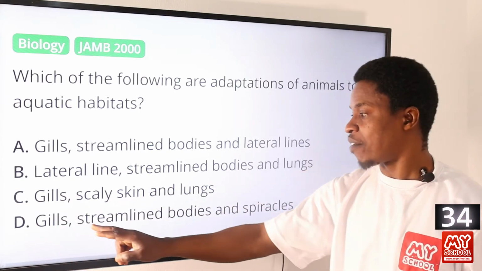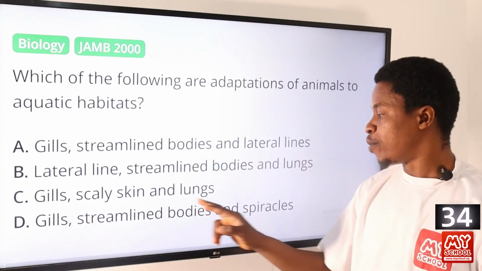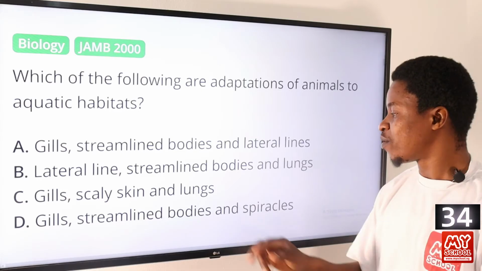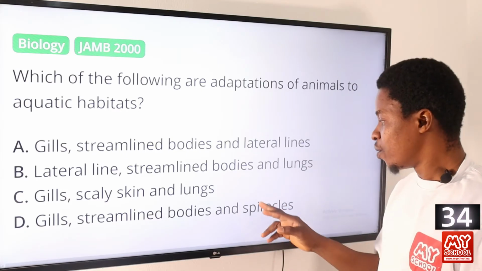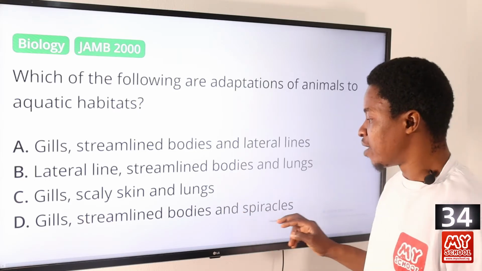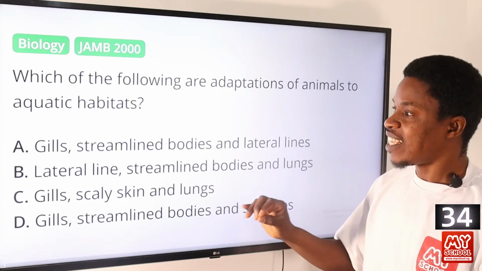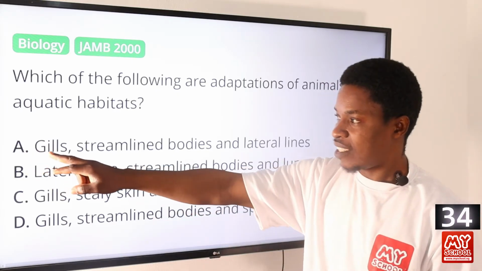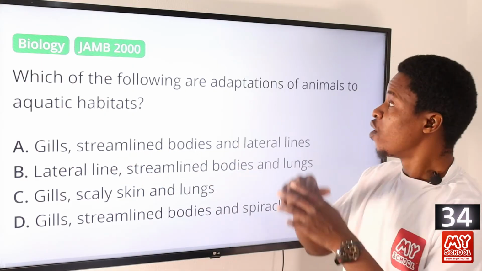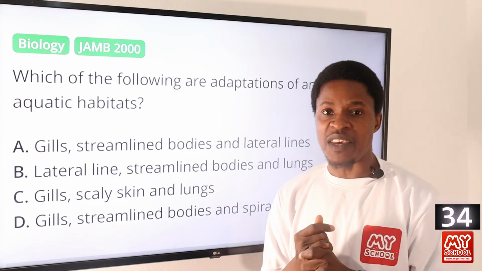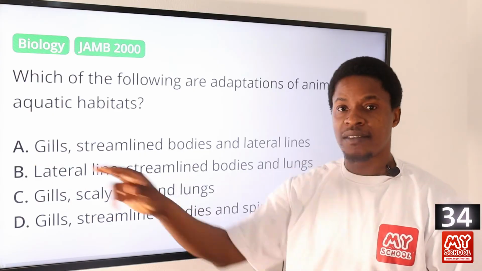Option D, we have gills, we have streamlined bodies, and then we have spiracles. But these spiracles are actually common in insects, insects that live on land. So this is also not adaptive for aquatic organisms. Which means that the correct answer here is option A: gills, streamlined bodies, and lateral lines. They are adaptations for animals that live in the aquatic habitat. So the correct answer is option A.